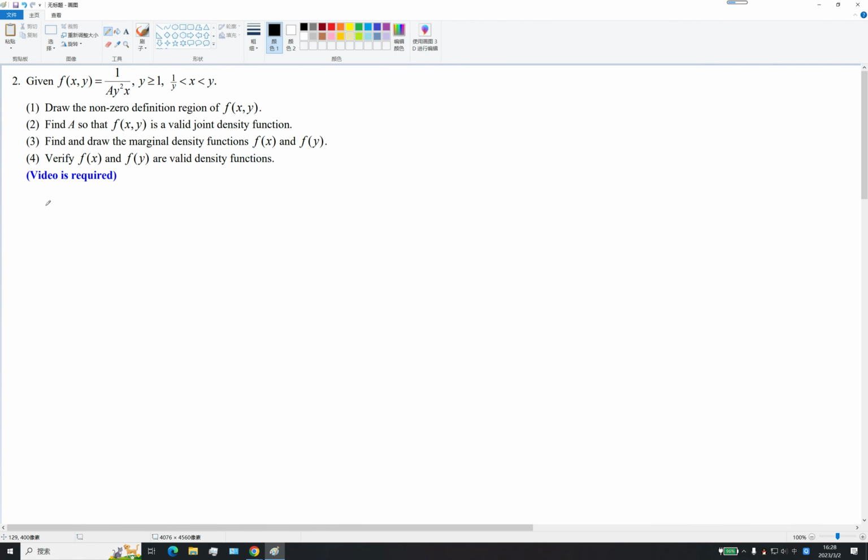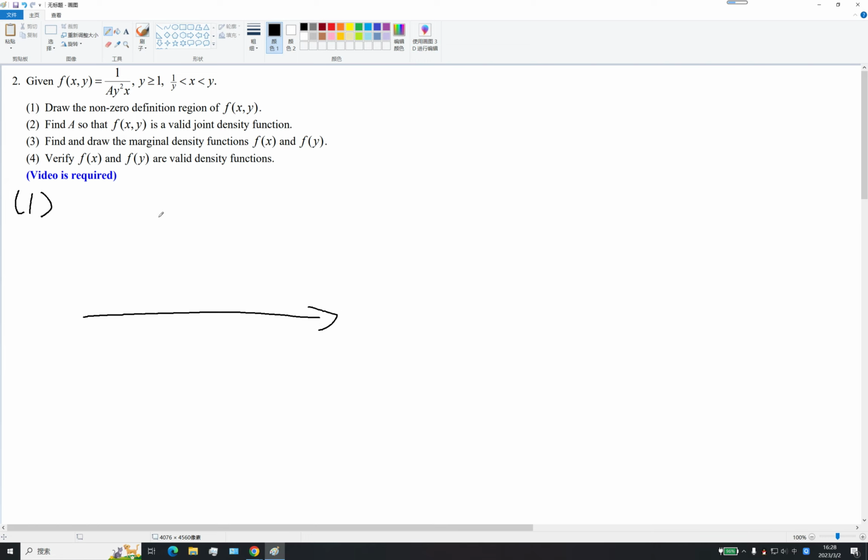Hello, this is question 2 of homework 5, and let's do it. Given f(x,y) equals this, where y is larger than or equal to 1, and x is between 1 over y and y. The first question is to draw the non-zero definition region of (x,y).